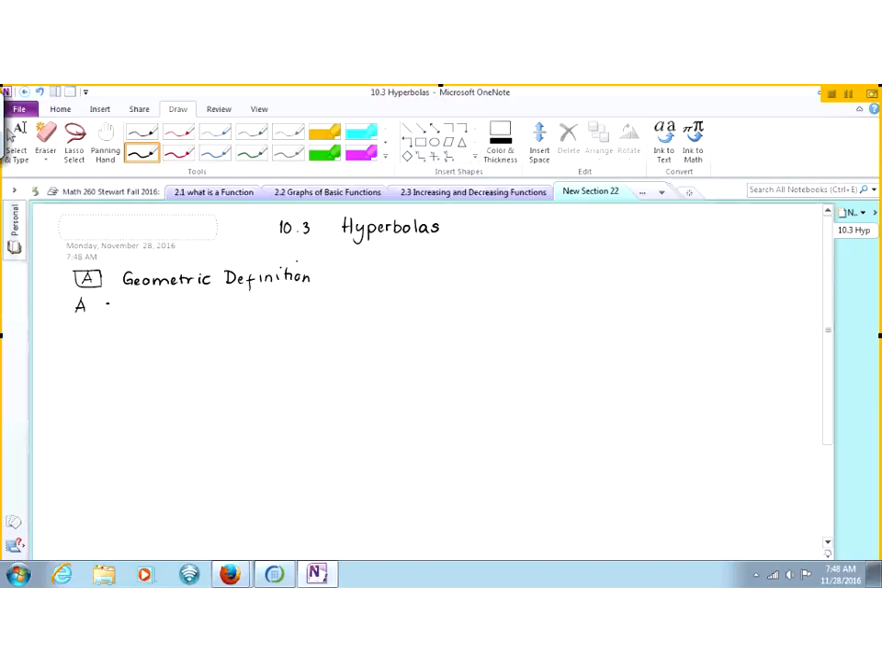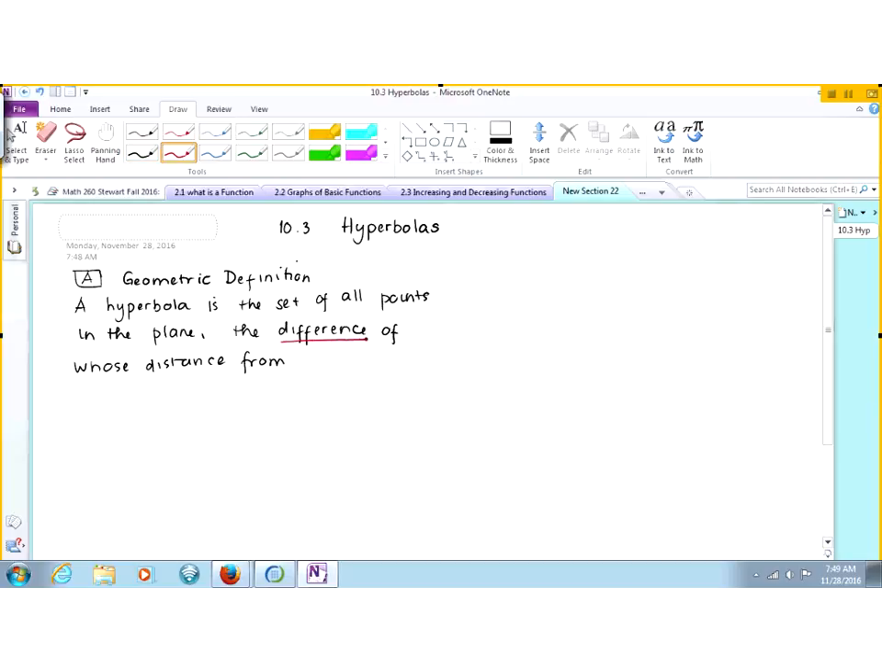A hyperbola is the set of all points in the plane the difference of whose distances from two fixed points, F1 and F2, is a constant. So this is the difference. That's the definition of a hyperbola.